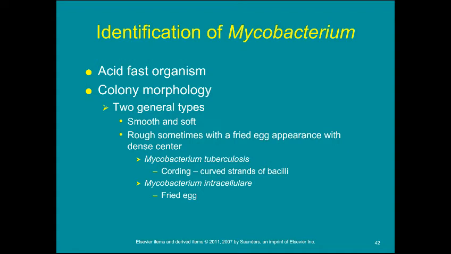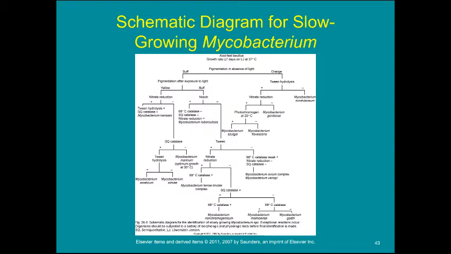The Mycobacterium tuberculosis cording, yung serpentine factor actually nila. Yung pag sinabi natin cording, mahaba kasi yung Mycobacterium na yan. They are capable of connecting themselves and then para silang mahabang linya. Actually, that is one of their virulence factor. Yung serpentine cord factor. Mycobacterium intracellulare gives you a fried egg appearance.